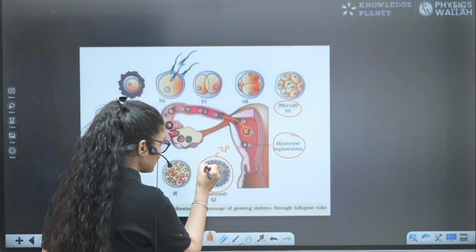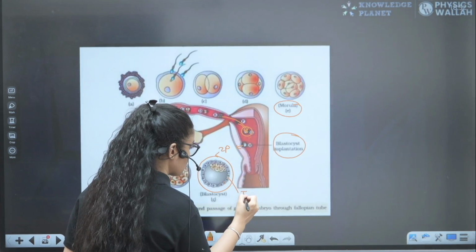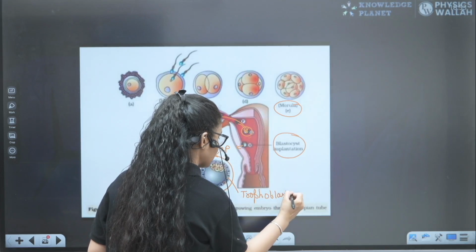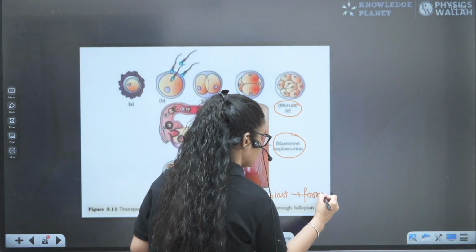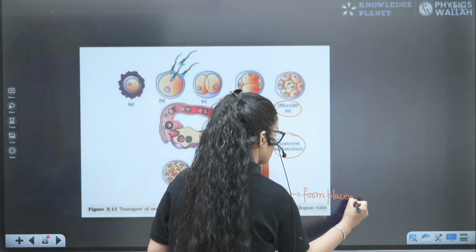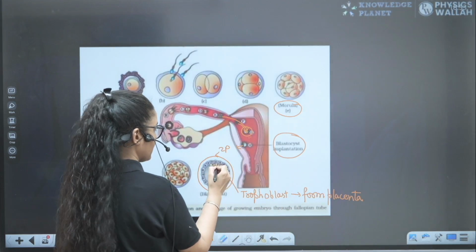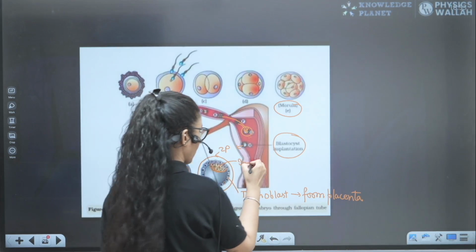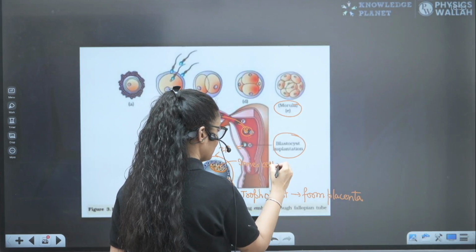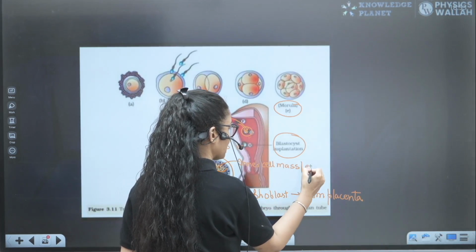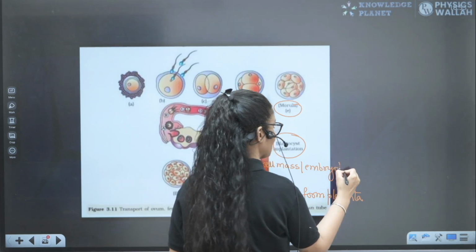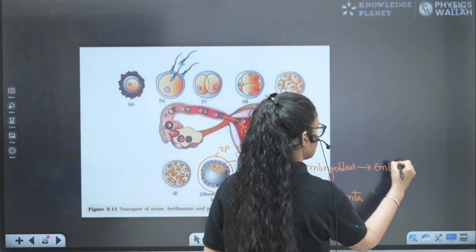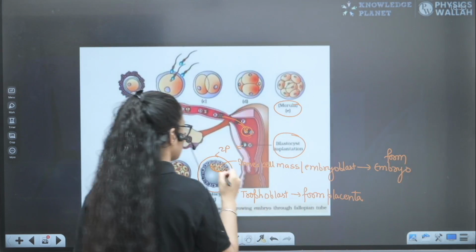So cells arrange themselves in the periphery, known as trophoblast, right? Trophoblast means they will form the placenta later. They arrange themselves in the periphery, and the ICM, inner cell mass, is one type of cell arranged in one corner. This inner cell mass, also known as embryoblast, is responsible for producing the whole embryo. It will form the whole embryo. This is something which you have to remember.